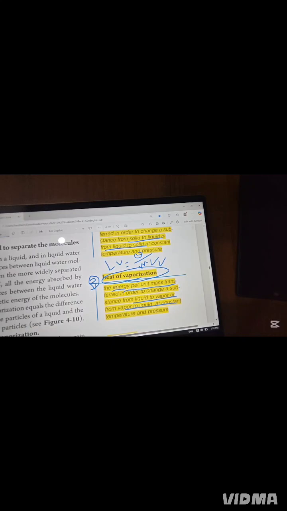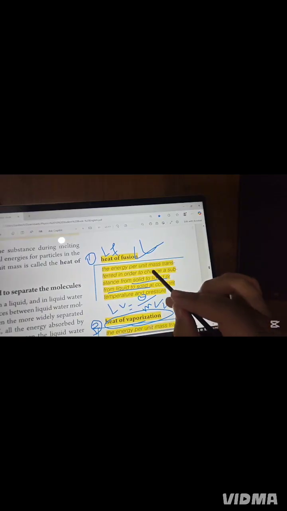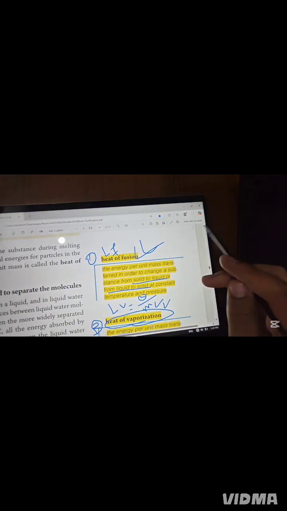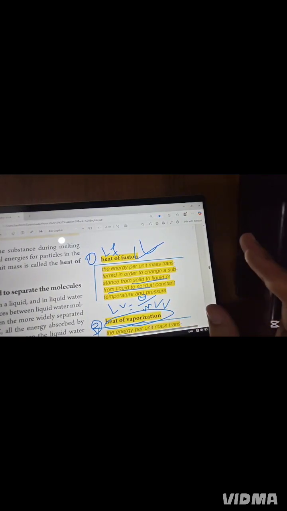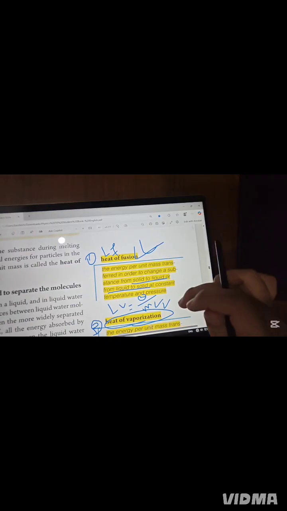So we have two types of latent heat: heat of fusion and heat of vaporization. In heat of fusion, you are giving the object heat, and the state of the object changes from liquid to solid or solid to liquid. This is called heat of fusion. Done. But when you are giving the object heat and the state of matter changes from liquid to vapor or vapor to liquid, this is called heat of vaporization.